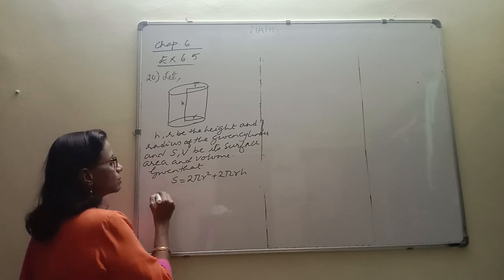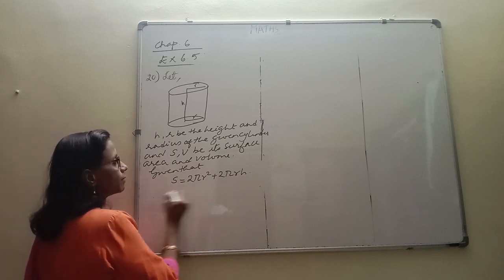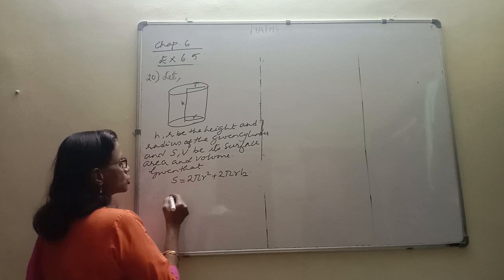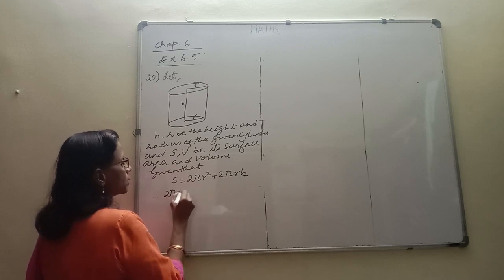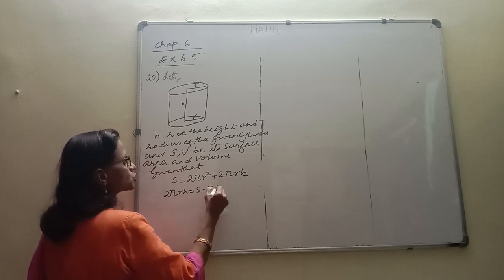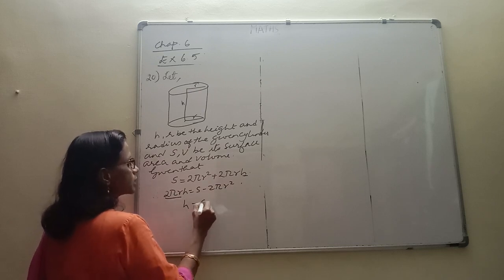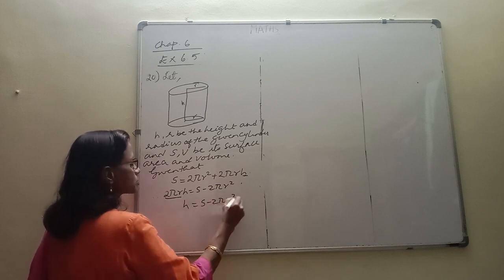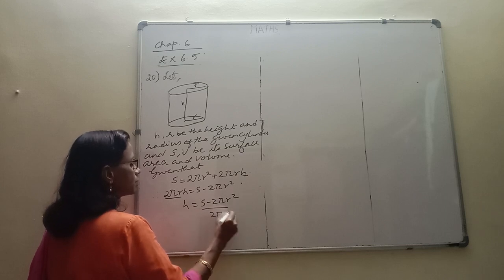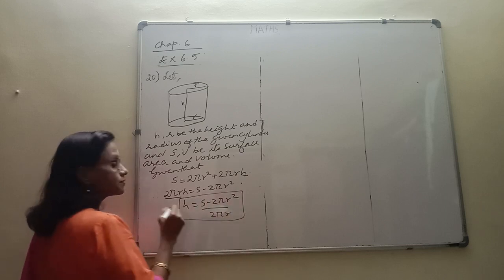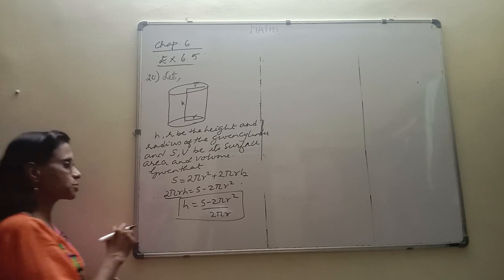Then in that case, what happens to our value? We want to replace the h. So in the first step, 2 pi rh is S minus 2 pi r squared. Since we want h, let's shift this: S minus 2 pi r squared over 2 pi r is your h. That means wherever required, this is going to be your substitution.